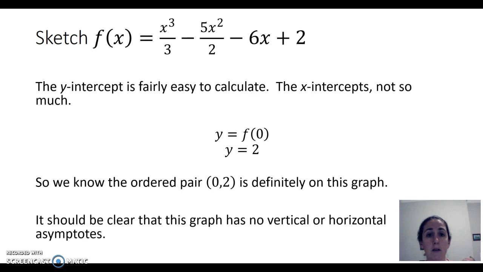Now, hopefully it's clear to you that this function is not going to have any asymptotes. As x gets really, really big in the positive or negative direction, shooting off to positive or negative infinity, this is really just going to shoot off to positive or negative infinity. So you're not going to have a horizontal level off. And there are no x values that make the denominator equal to 0, so there's nowhere where our function could possibly shoot off to positive or negative infinity at a given value.